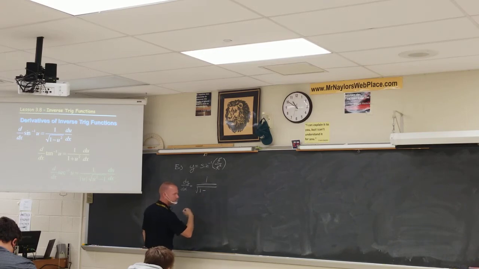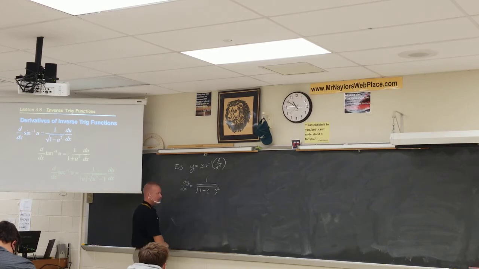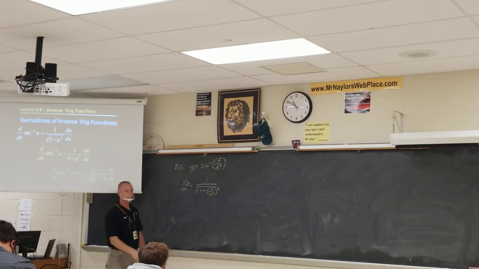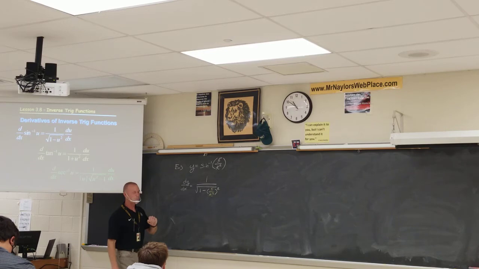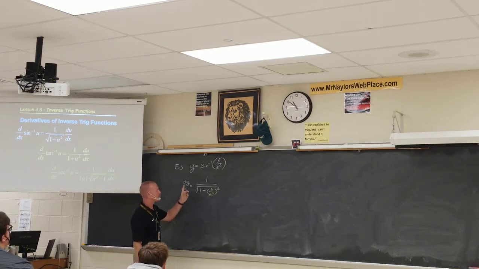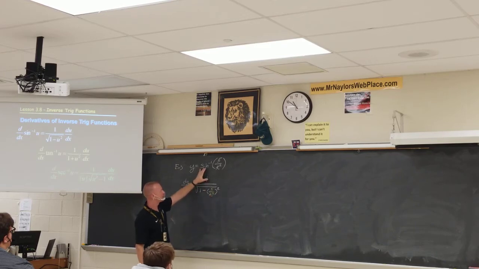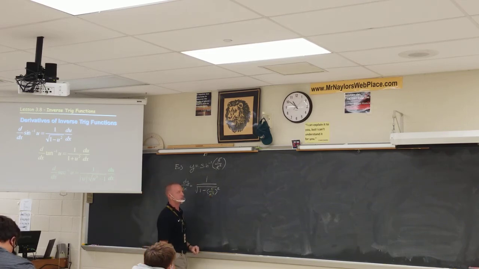It's 1 minus u squared. And this is what makes this a dandy, because u is this little fraction, 5 over t squared. By the way, don't forget, that's the derivative of the outside with the inside left alone. Technically, that's the derivative of inverse sine with the inside left alone, times now the derivative of the inside.